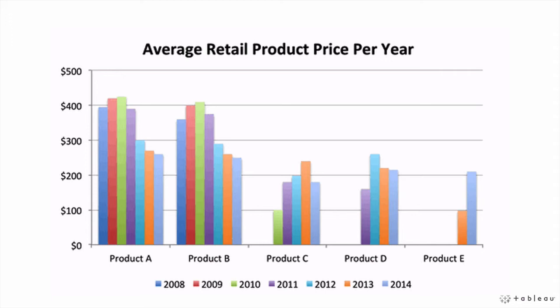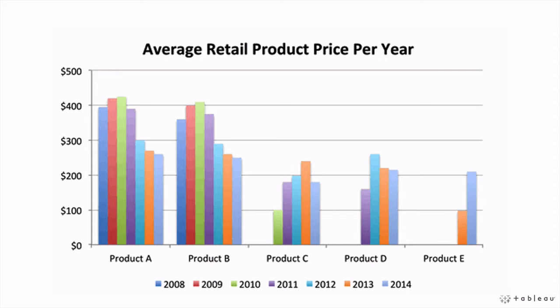Or you can go and obviously bring your own knowledge and improve other people's visualizations and give them some tips on how they could maybe change the way they're presenting something in a better way. So looking at this, the title says average retail product price per year. Yeah, that's exactly what this is showing us.